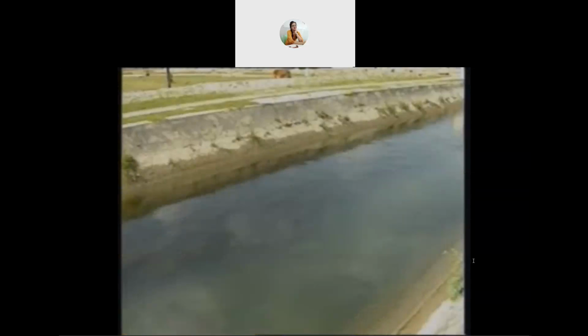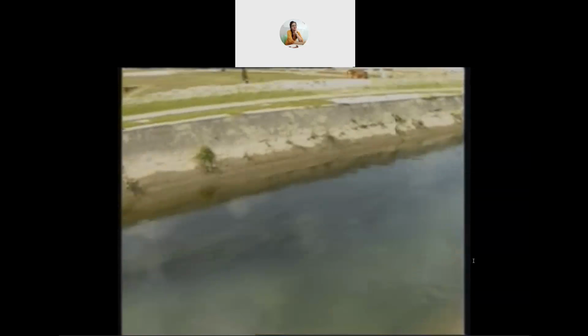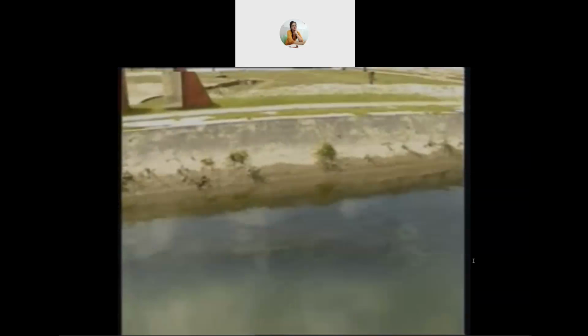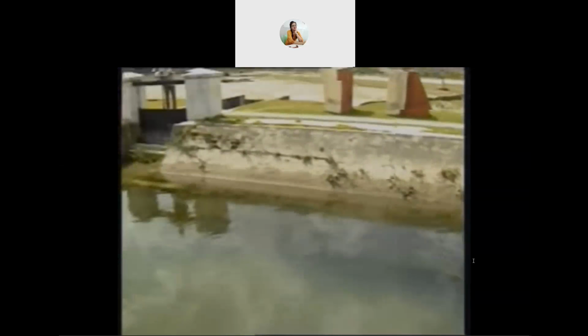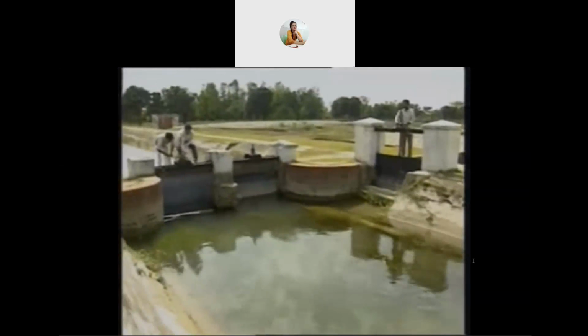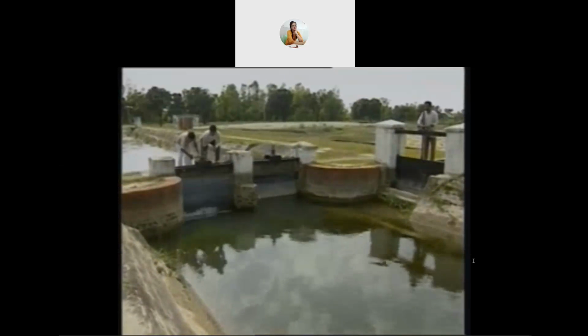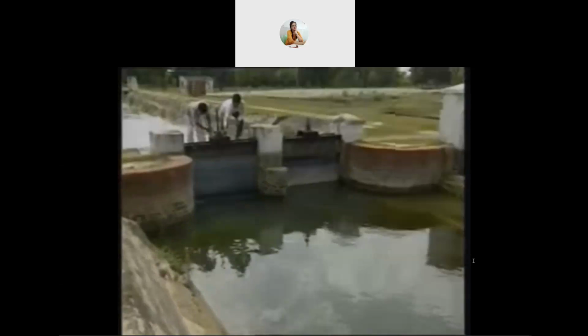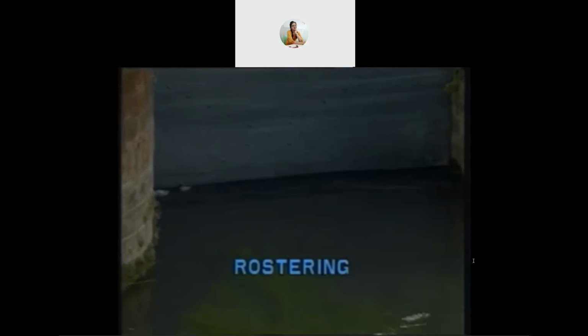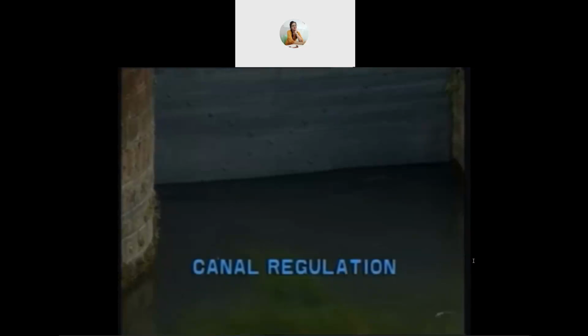For water distribution, it is necessary to adjust the discharge in a channel to any known value. This adjustment is carried out by the regulator at the headworks. In this process, sometimes it becomes necessary to run a group of channels at a time and to keep the remaining channels closed. This process of rotation is known as rostering, and the whole process of distribution of water to branches and minors is termed as canal regulation.